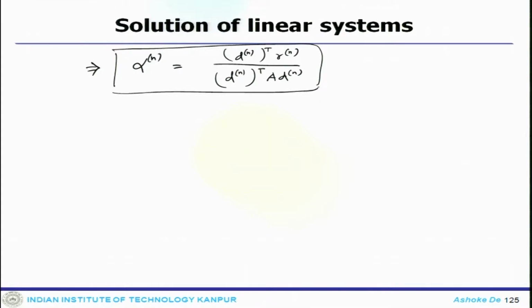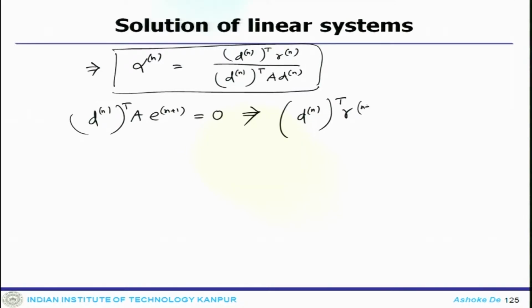So this requirement also implies that d n transpose A error function at n plus 1 is 0, which is nothing but d n transpose R n plus 1 equals 0.